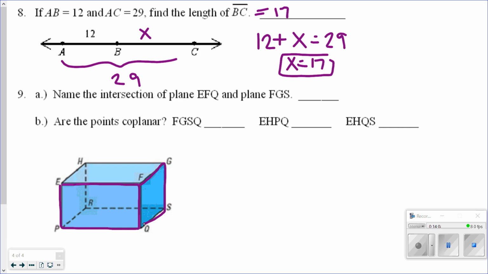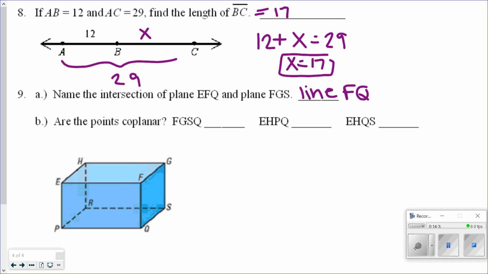All right, so remember, when two planes intersect, their intersection is going to be a line. So right away I can write line, but what line is it? It's going to be this line right here. That is where those two planes collide, and I can call that line FQ, or if you flip-flop that and call it line QF, that is also the correct answer.